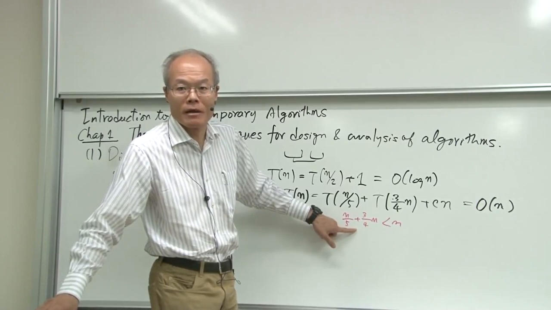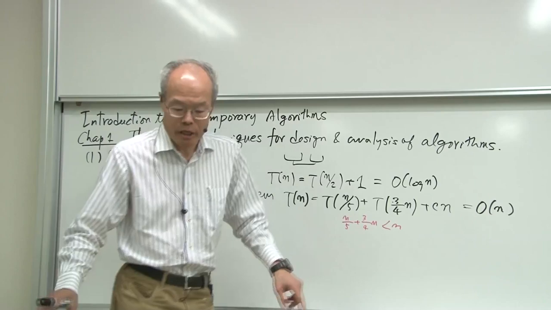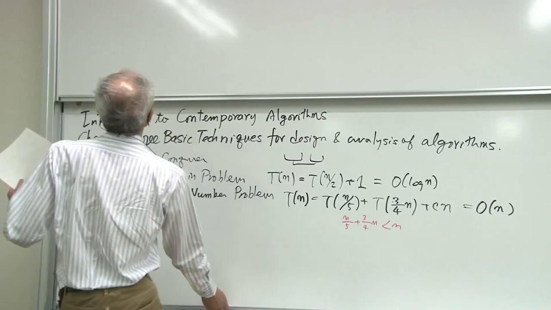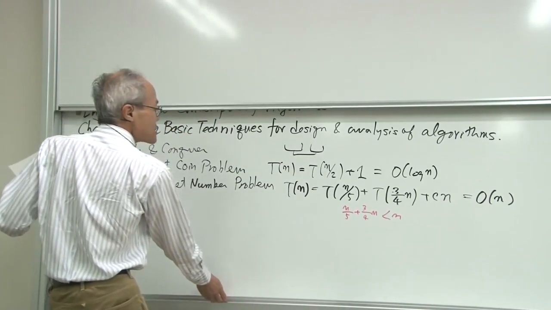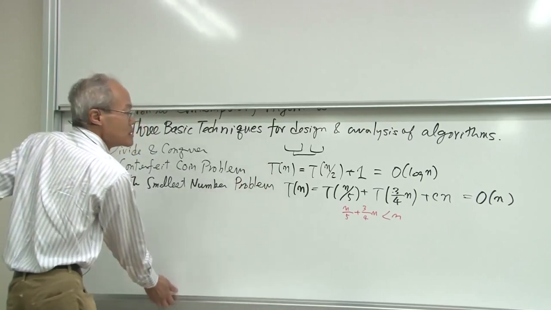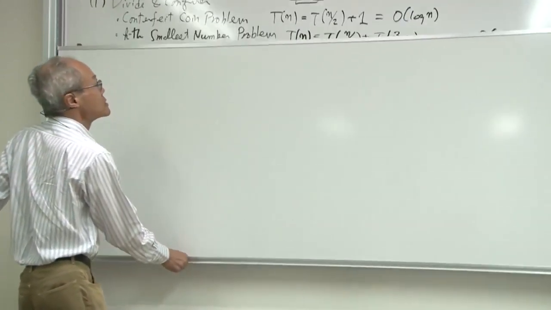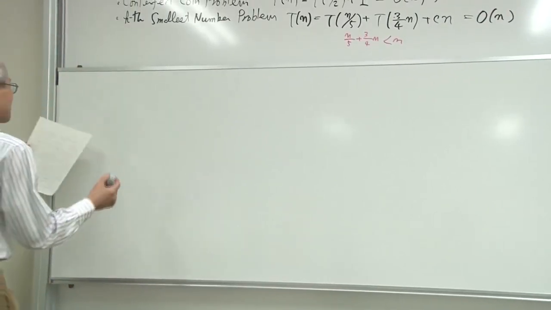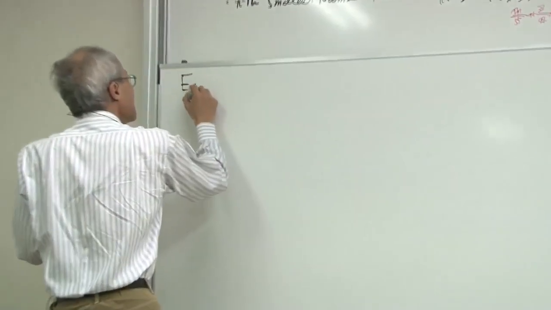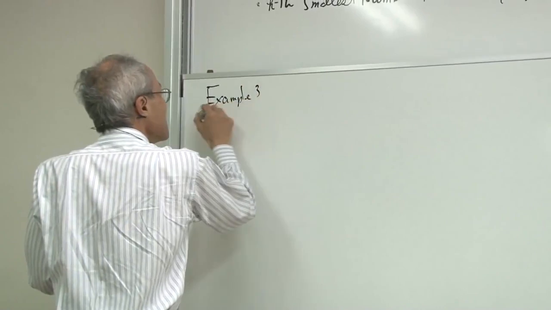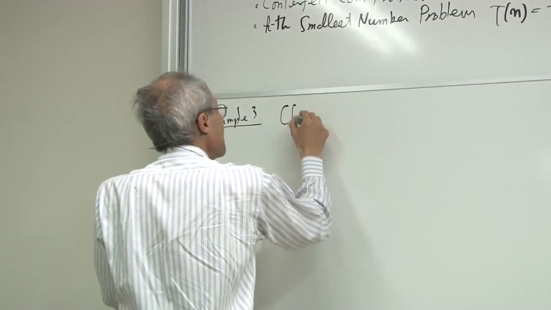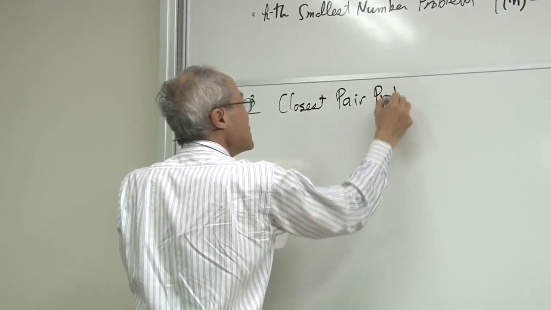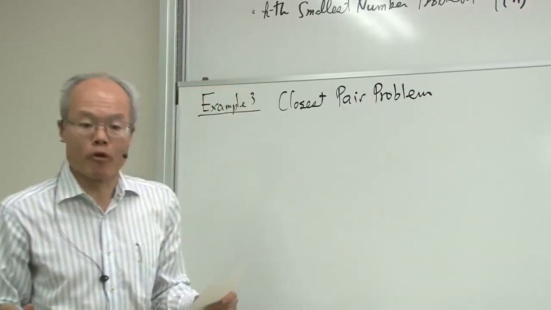Okay, this is our third example. I made a mistake. I started this blackboard first, but it's not so good. Anyway. So, example 3. The closest pair problem.